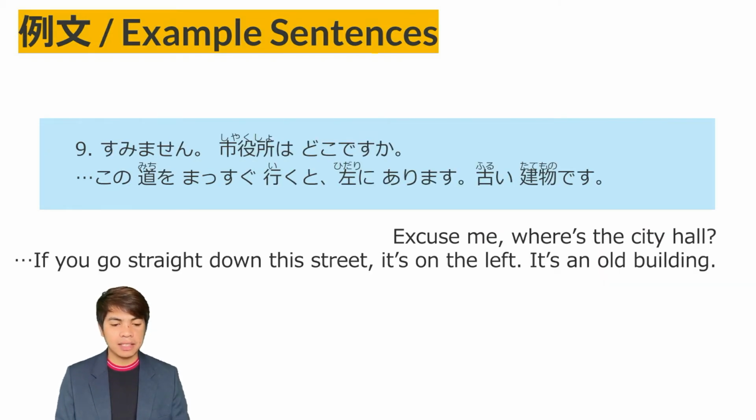Example sentence number 9. Sumimasen, shiyakusho wa doko desu ka? Kono michi o masugu ikoto hidari ni arimasu. Furui tatemono desu. So the first sentence, asking someone, Sumimasen, excuse me, shiyakusho wa doko desu ka? Where is the city hall? He answered, Kono michi o masugu ikoto. From the sentence, Kono michi o masugu ikimasu, to go straight on this street. From ikimasu to ikoto. If you go straight, hidari ni arimasu. It's on the left side. Furui tatemono desu. It's the old building.